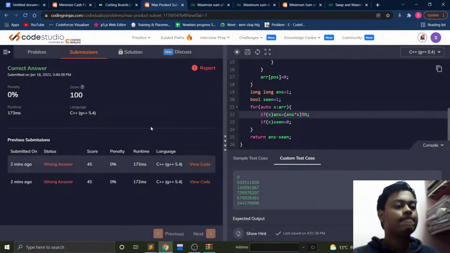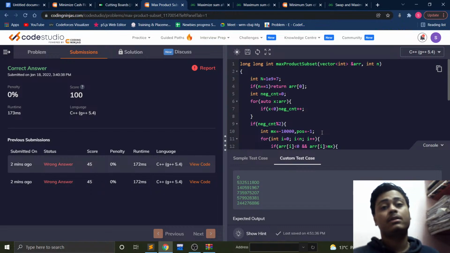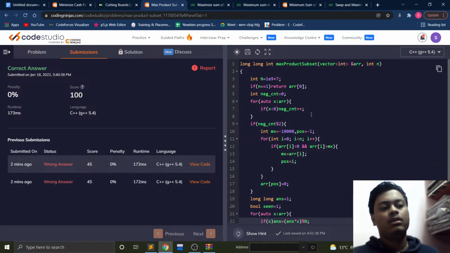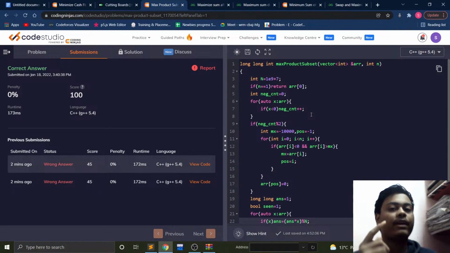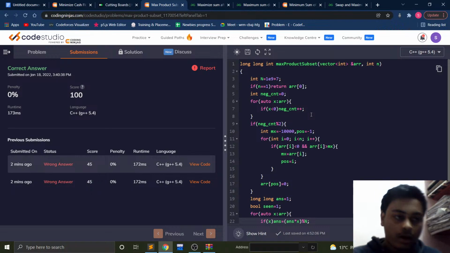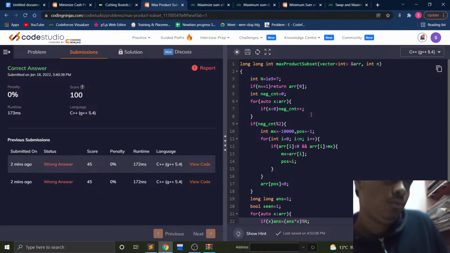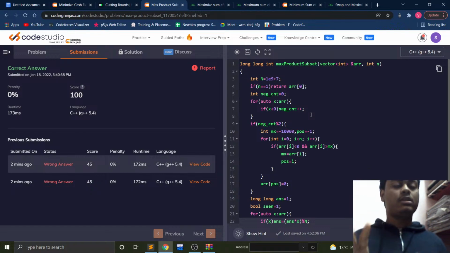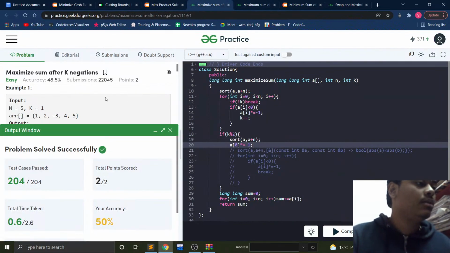Problem 3 was maximum product subset. This was an easy problem. Here you don't have to consider negative values. I mean to say that your product should not be negative, right? So to make it positive, you can choose an even number of negatives. If you have an odd number of negatives in the whole array, just leave one, the largest negative, and leave all the zeros as well, and you're good to go.